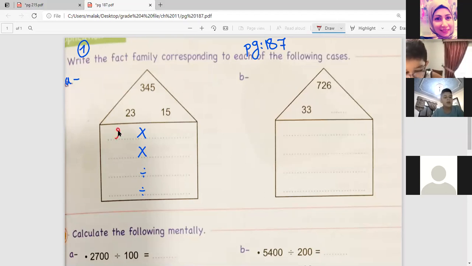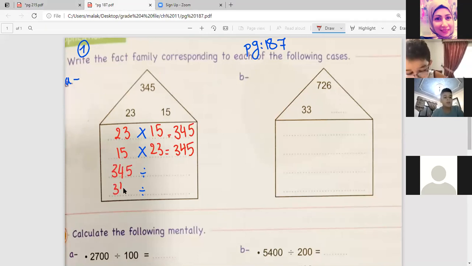Then we put 23 times 15 equals 345. Then 15 times 23 also equals 345. Then we will make 345 divided by 23 equals 15. And 345 divided by 15 equals 23. Bravo, Jawad. Thank you.